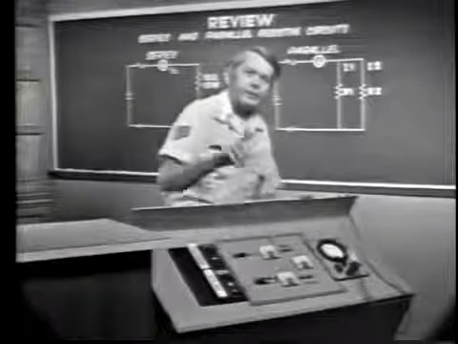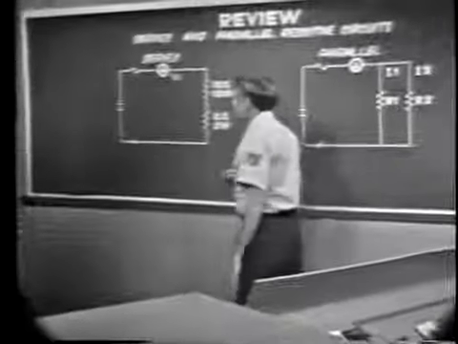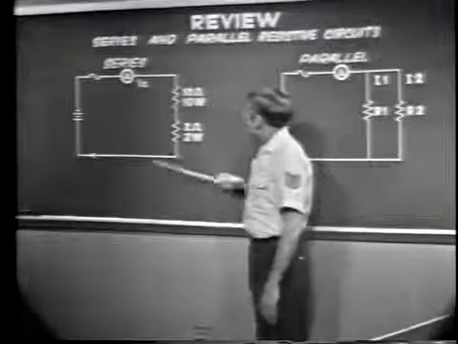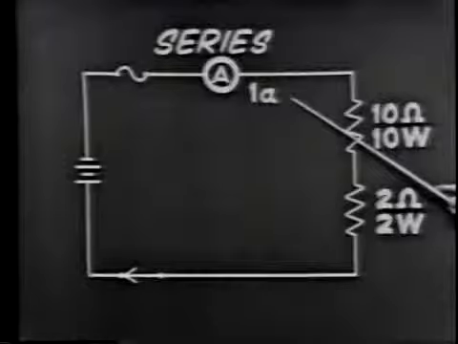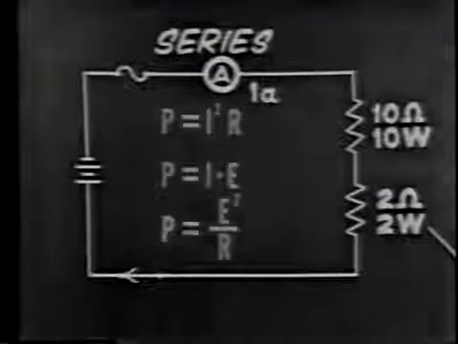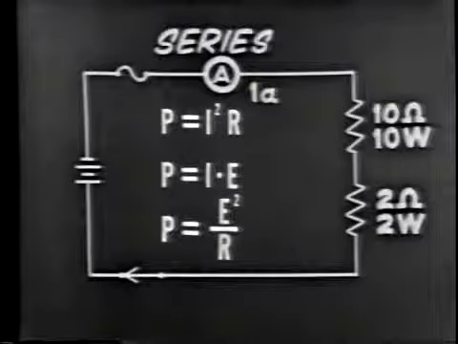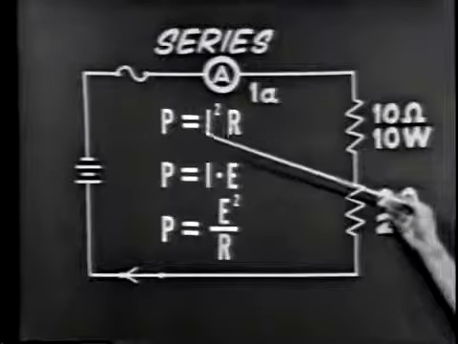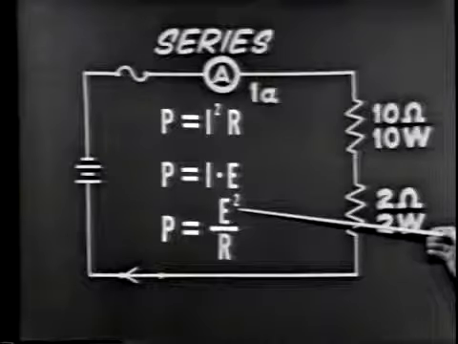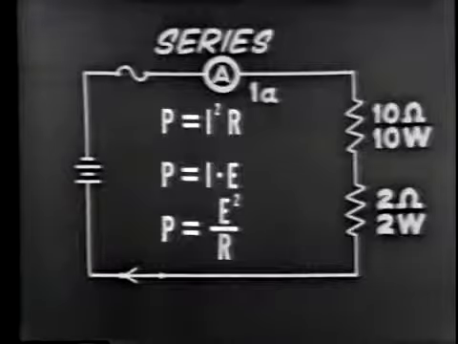Okay, there's one other thing to consider about a series circuit. This is the power dissipated by the components. You should remember that when current flows through a resistance, power is dissipated. As these formulas indicate, the amount of power dissipated is directly proportional to current and directly proportional to voltage. Any of these formulas can be used to find the power dissipated by a resistor in a series circuit.